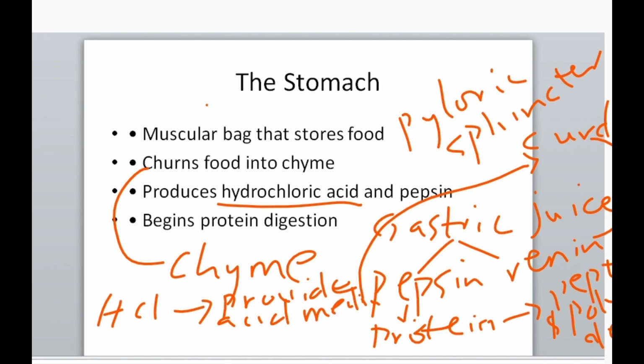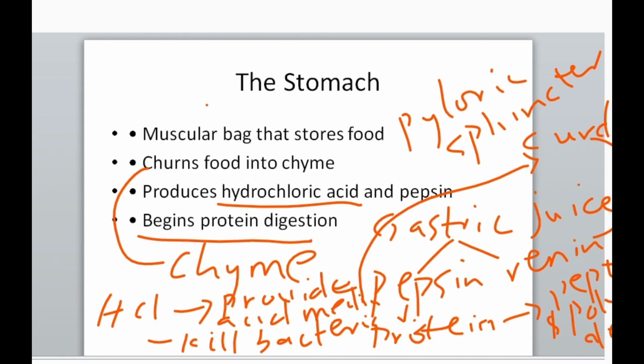Also, it helps to kill bacteria that might have entered the stomach through the food. So this is what happens in the stomach.